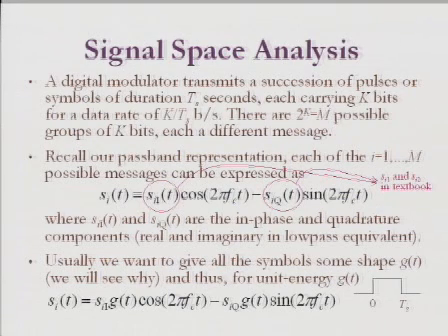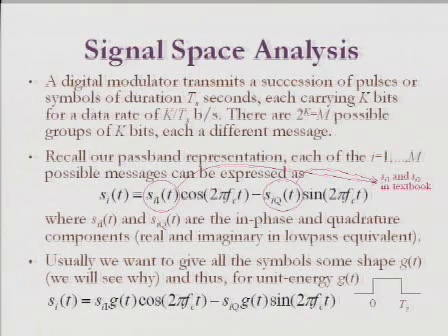So with groups of k bits, we have 2 to the k possible messages, and we're going to use M to denote this cardinality. So M is equal to 2 to the k. And recall the basic passband representation for the M possible messages. So we have, as usual, the in-phase component and the quadrature component. Okay, so something times the cosine of 2 pi fc t, and something times the sine of 2 pi fc t.